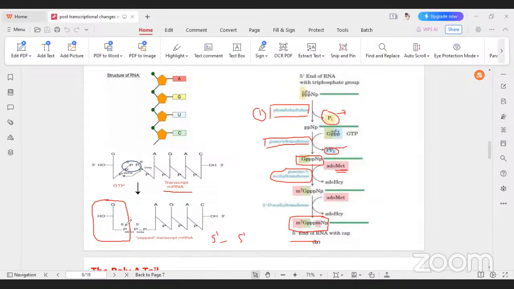In normal attachment, 5' is always attached to 3'. The phosphorylation normally takes place between the 5' and 3'. But here, interestingly, it is 5' phosphorylation with 5'. That is a very important thing.